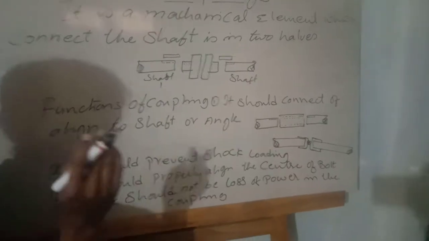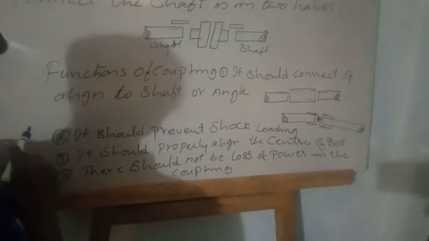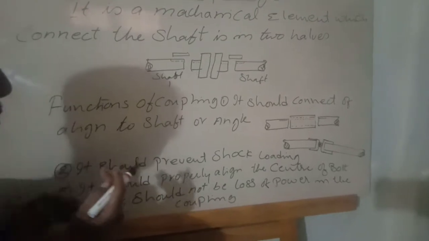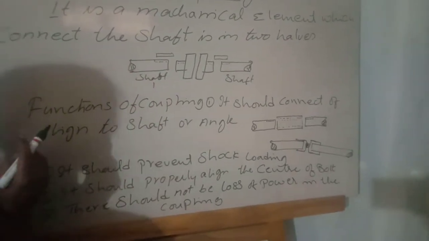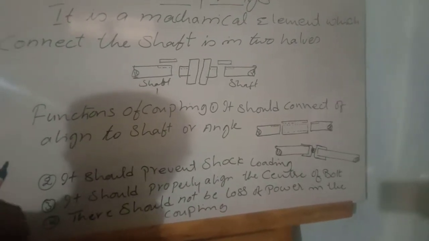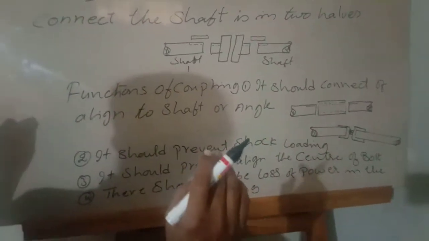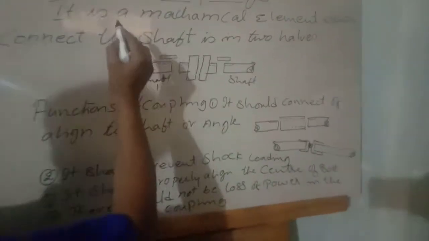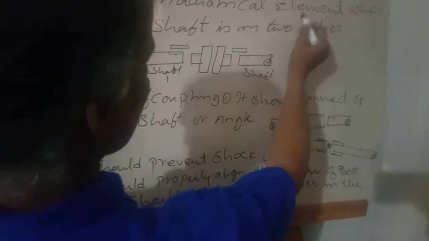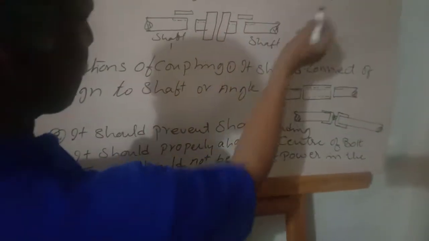The shafts cannot be carried from one place to another easily to transport. For that purpose, they make the shaft into two halves, or three or four pieces. And when they take these shafts to the workplace to assemble in the factory or mill somewhere, they have to make the shaft one piece. To make a shaft one piece, couplings are used. It is a mechanical element which connects shafts in two halves.